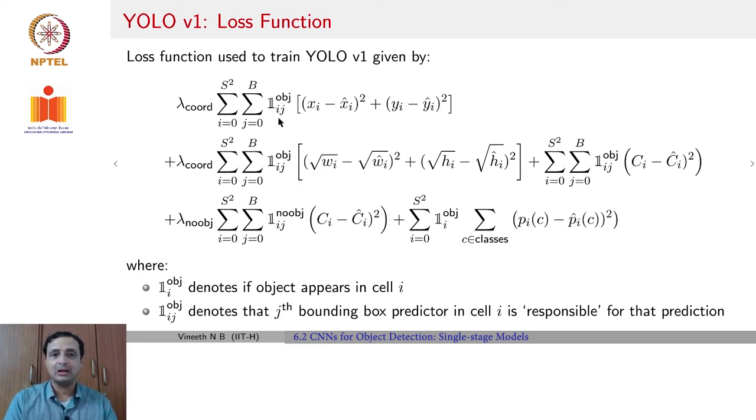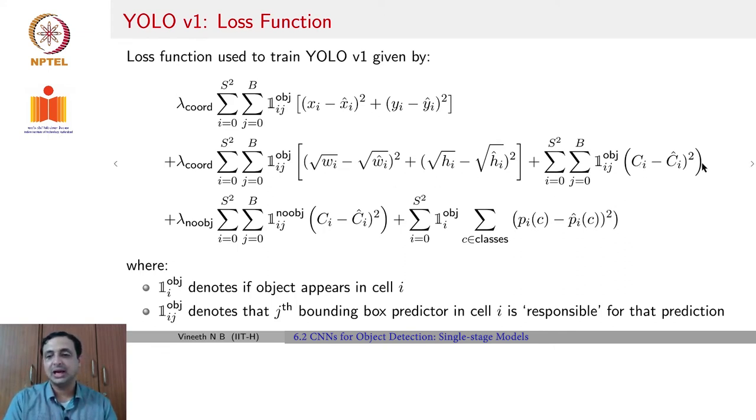Now let's look at what each of these quantities are doing. If you're looking at a particular bounding box predicted by a particular cell, you're first trying to ensure that the x_i, y_i predicted by the network is close to the expected x_i hat, y_i hat. Then you're ensuring that the width and the height predicted by the network is close to the original width and height. These are taken as square roots, so you take a square root here.